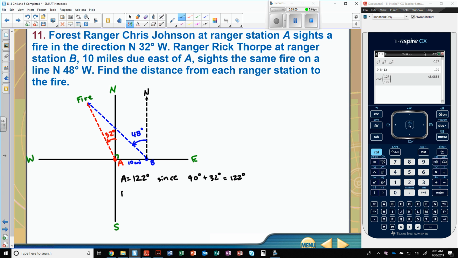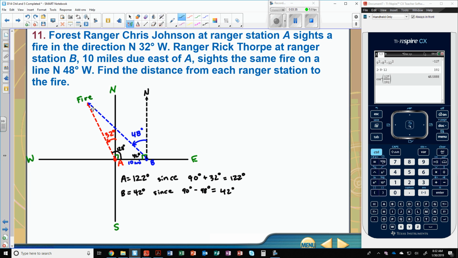Now B, we know is 48 degrees there. So we could determine B is going to be 42 degrees, since here we have a 90. Let me try one more time. 90 minus 48 equals 42 degrees. So we now know this is 42, and this is 128 from here to here.